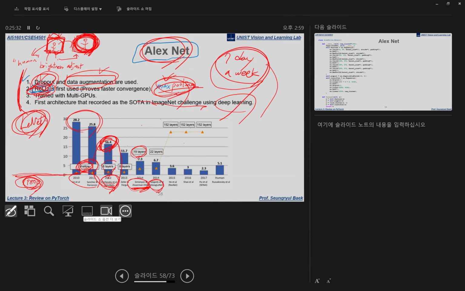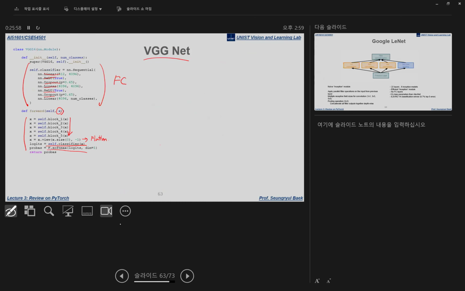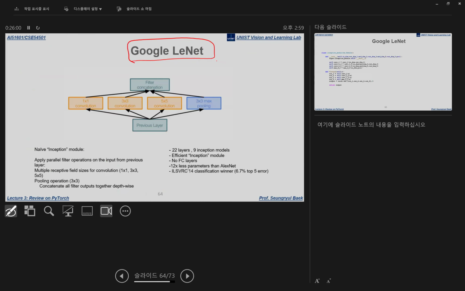Another important architecture was proposed by Google, called GoogLeNet, having 22 layers, and this is the error rate. 100 minus error rate is accuracy, so their accuracy would be 92 something, and here their accuracy would be 93 something. Anyways, there has been a slight improvement in accuracy. So this is the GoogLeNet architecture.